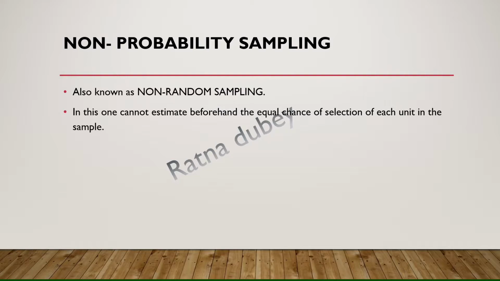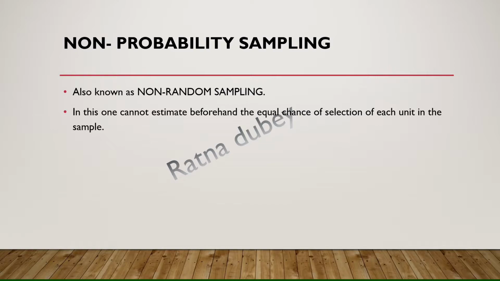Suppose if I am drawing a sample from the whole population, in that population those individuals who are there, they do not have an equal chance of selection. That means there can be some kind of judgment, there can be some kind of bias involved in that selection. So what is happening over here in non-probability sampling, individuals are getting selected on the basis of non-random criteria. So not each and every individual has an equal chance of selection. That becomes my non-probability sampling.